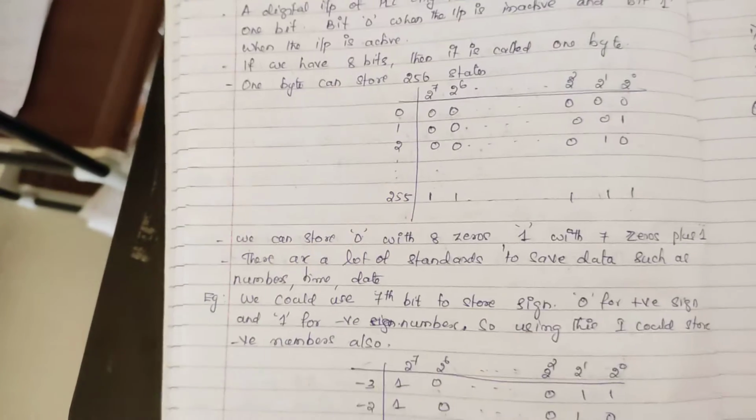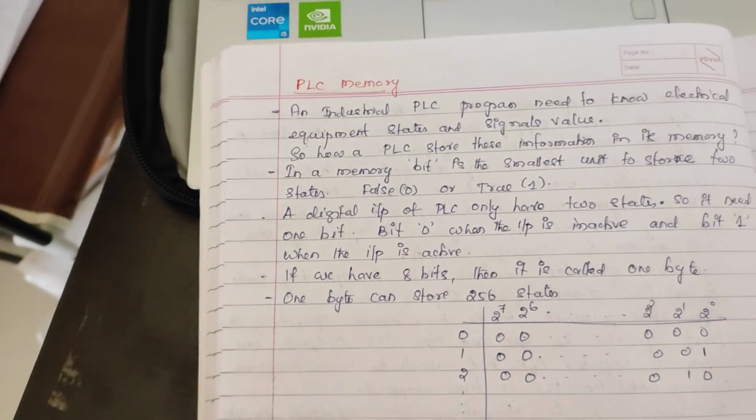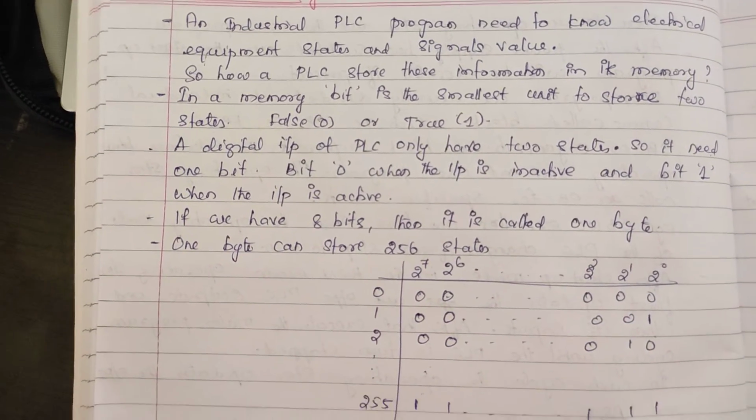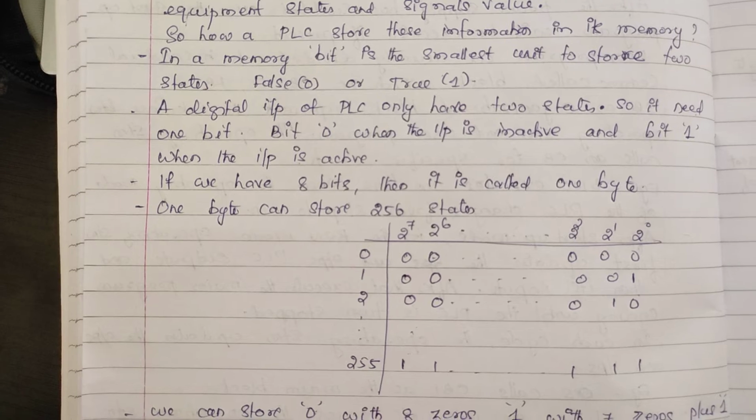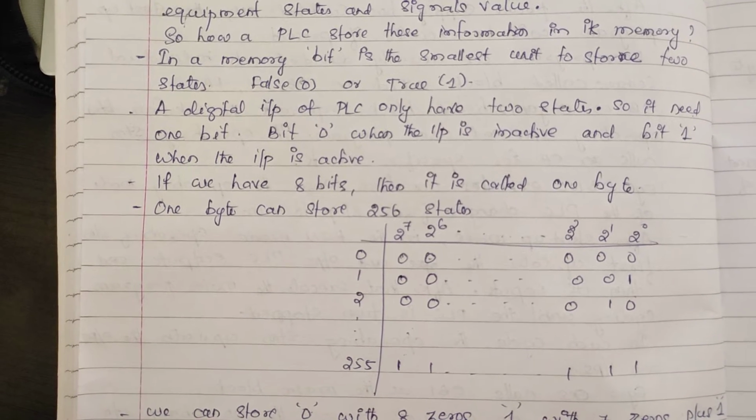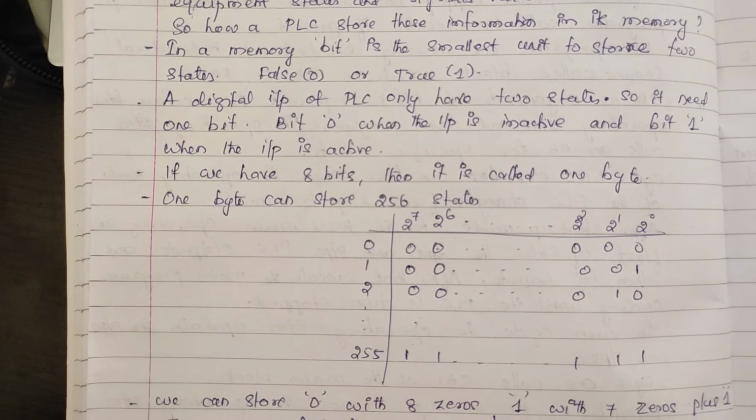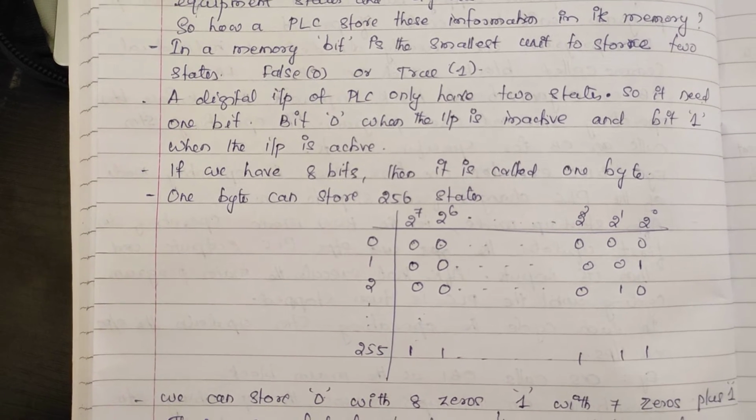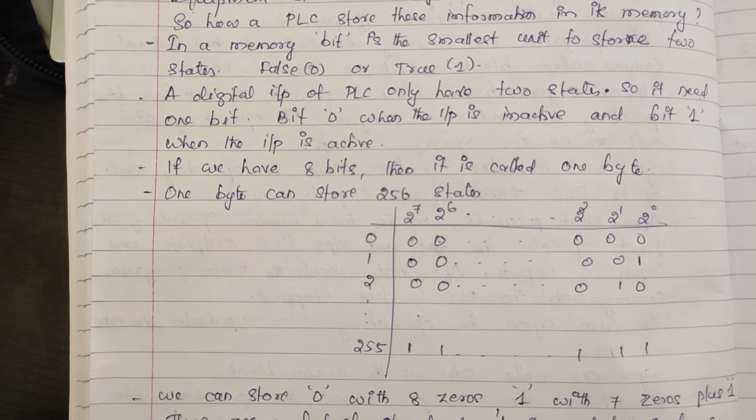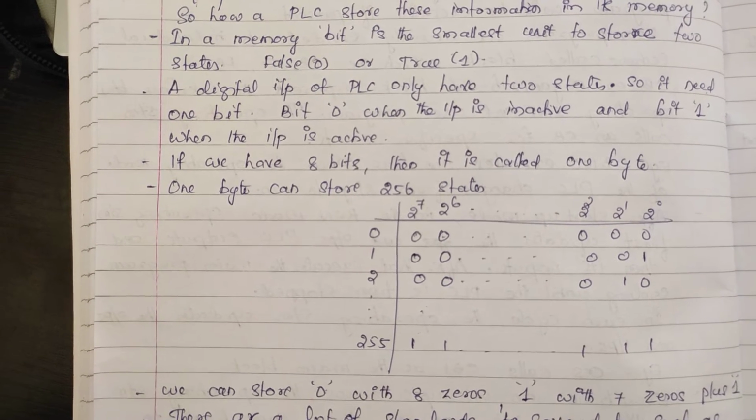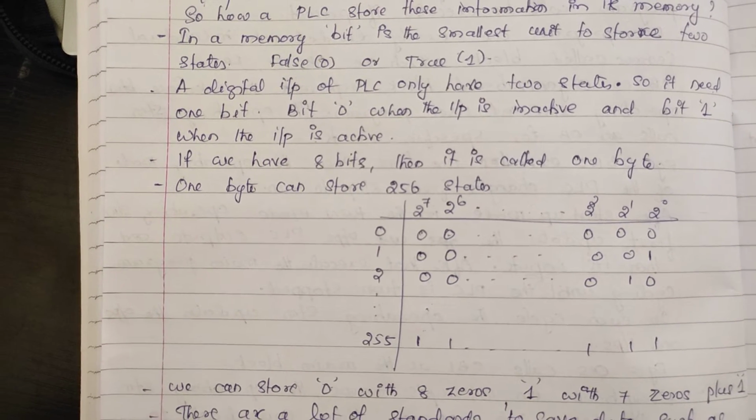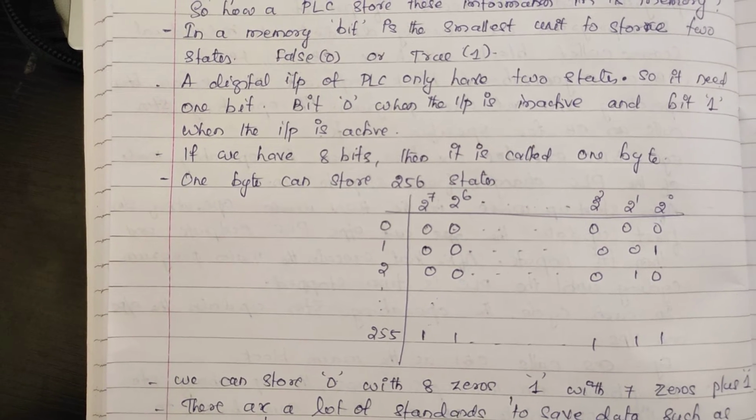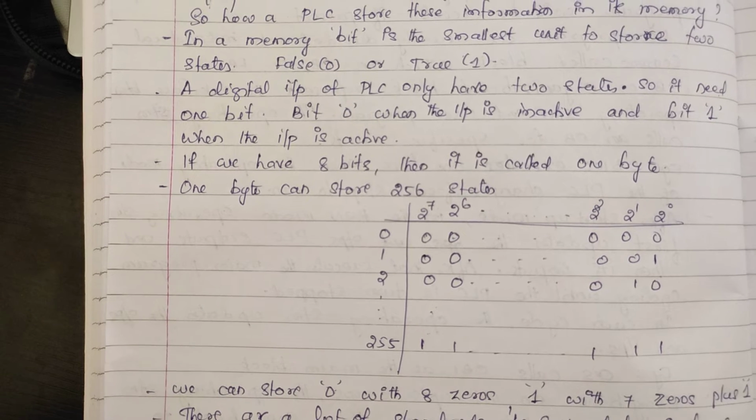Now if I talk about the PLC memory, we all know that the smallest unit in any memory is nothing but the bit, right? A single bit can store two states, either 0 or 1. Suppose I'm connecting some digital input devices like push buttons, toggle switches or digital sensors. They will give only two values, either 0 or 1. So a single bit is enough to store such data, right?